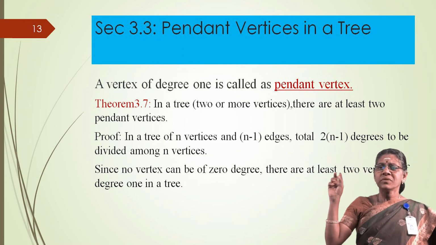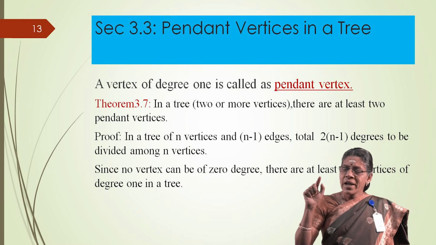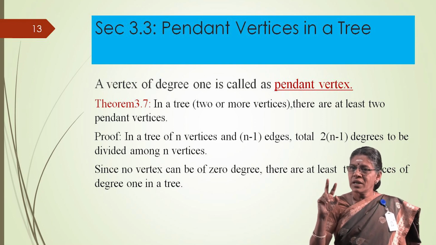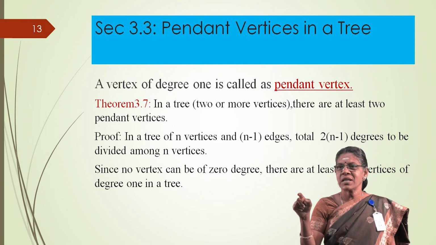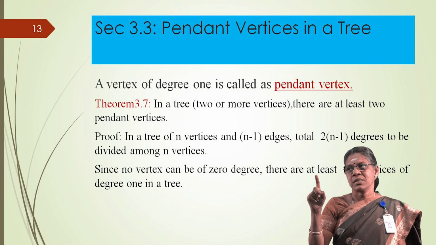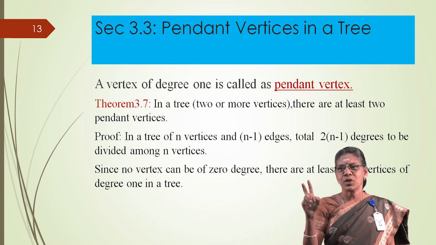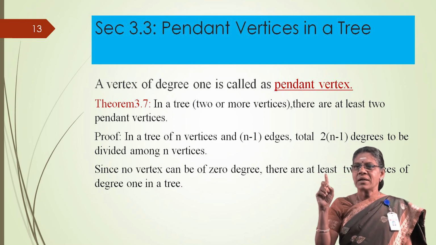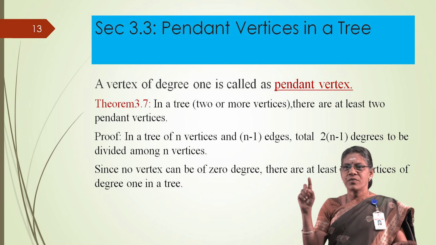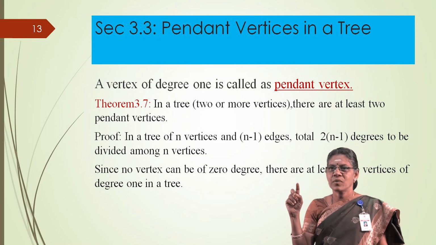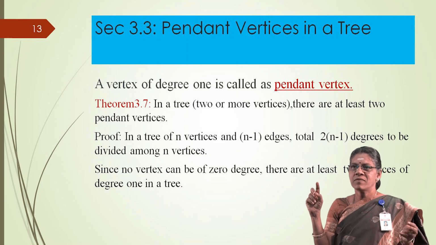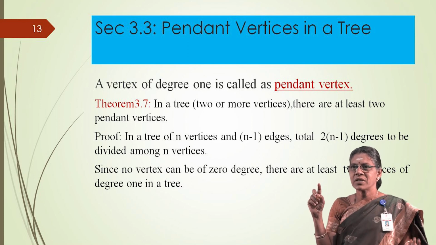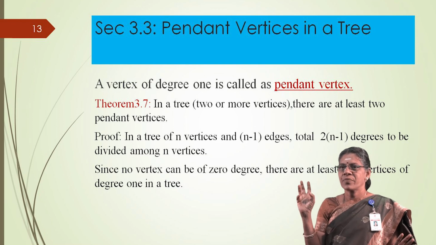In a tree, which is a connected graph, no vertex has degree 0. So there are at least 2 vertices of degree 1 in a tree. This is one of the theorems regarding pendant vertices in a tree.